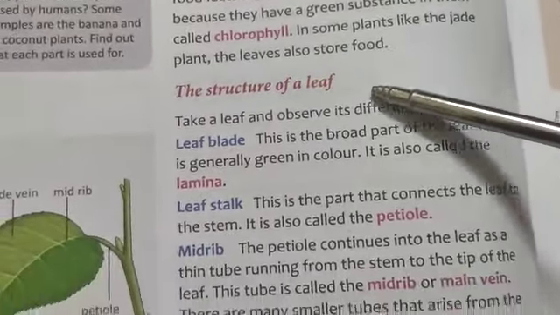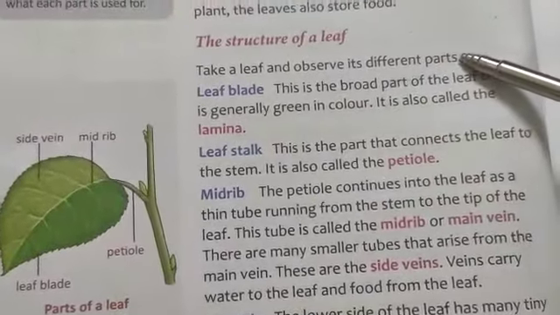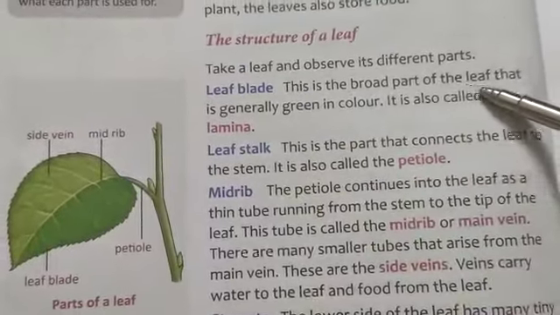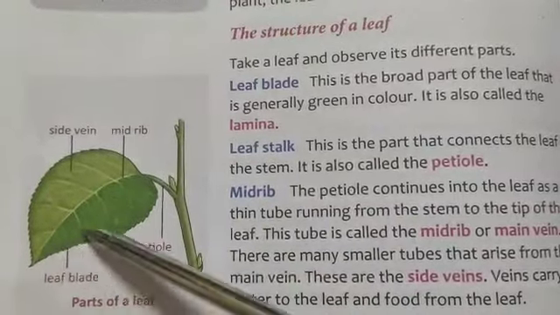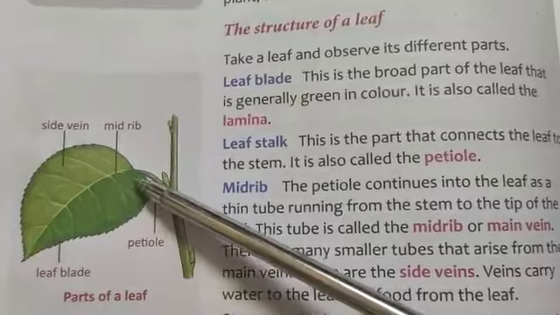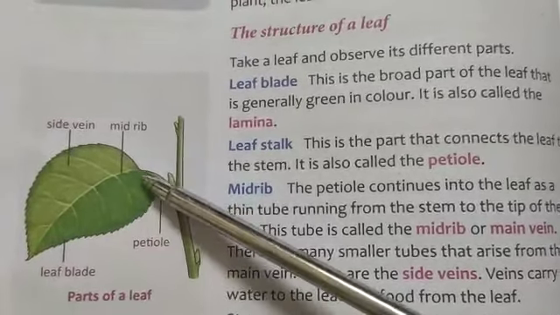Now, we will learn about the structure of a leaf. Take a leaf and observe its different parts. Leaf blade. This is the broad part of the leaf that is generally green in color. See this, the broad part of the leaf. This is called the leaf blade. It is also called the lamina. So the other name of leaf blade is lamina.